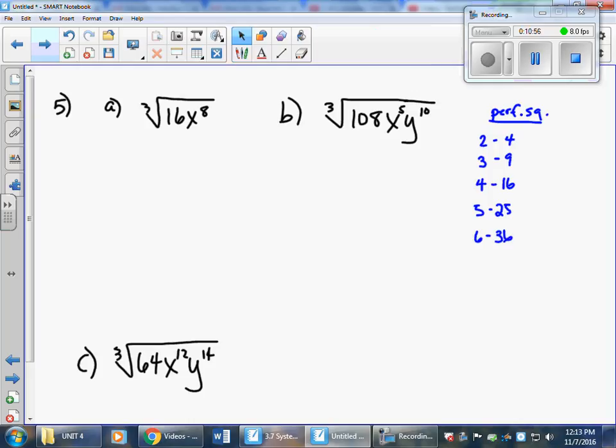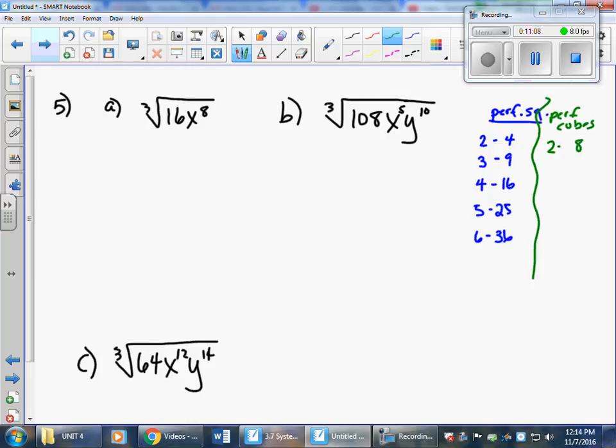And we can think about that same thing now with perfect cubes. And this is really helpful to write these down, because the perfect cube for 2 is 8. 2 times 2 is 4 times 2 is 8. The perfect cube for 3 is 27. For 4 is 64. For 5 is 125. For 6 is 216. And for 7 is 343. We might need more than that, but I think that gives us a really good starting point.